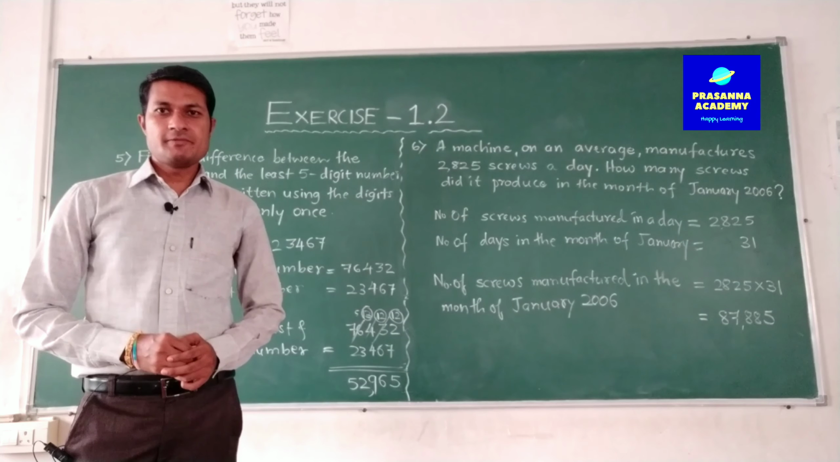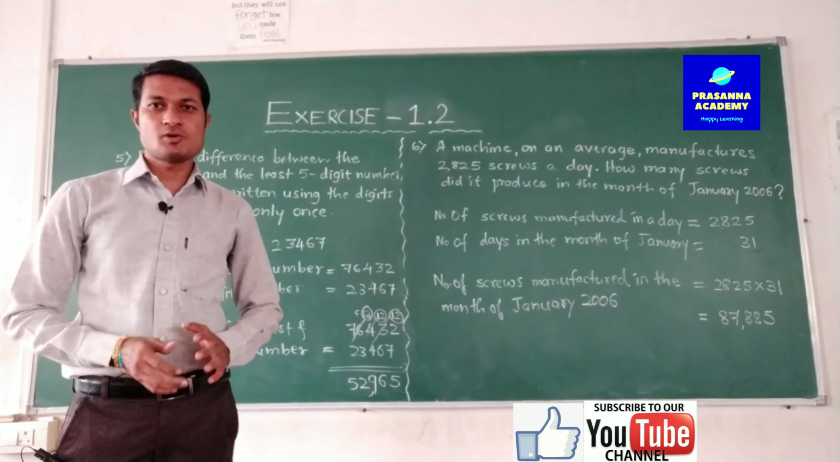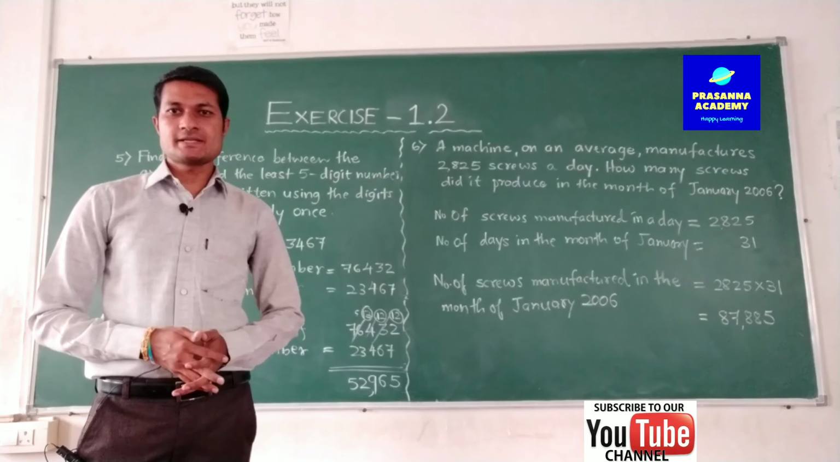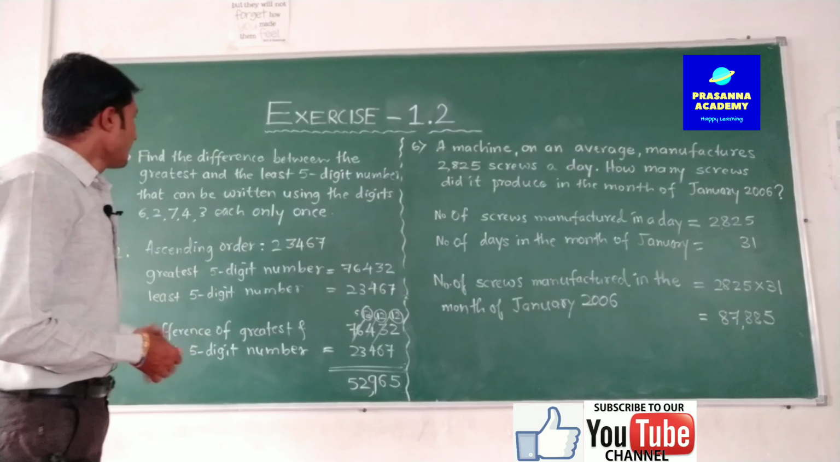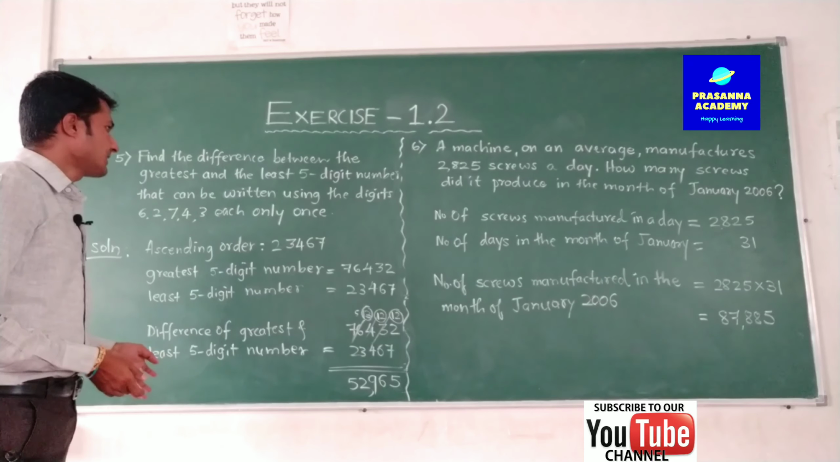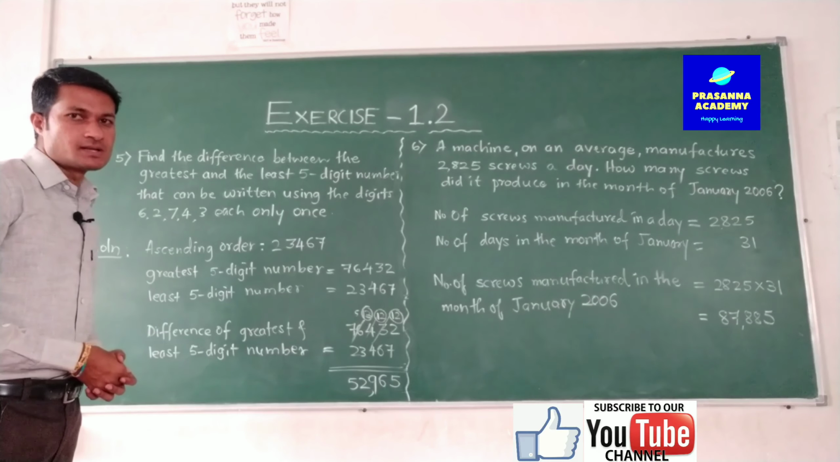Okay students, in the previous video we have solved some problems. So today we are going to solve the continued part of exercise 1.2. Your next question is: find the difference between the greatest and the least 5-digit number that can be written using the digits 6, 2, 7, 4, 3, each only once.